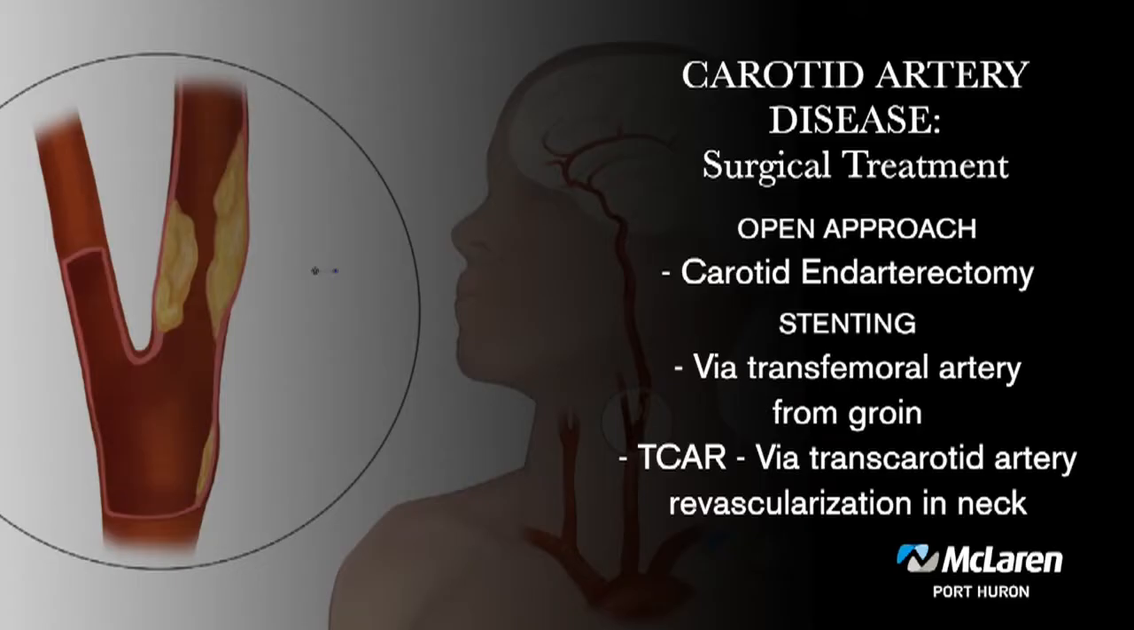And what are the treatment options? So first, as in any medical disease process, always lifestyle changes would be first, then medications, and then unfortunately, if we have to get to a point where we do surgical procedures, then surgery. And what are those surgical procedures? So when you're treating carotid artery disease, there's two approaches. One is an open approach, and the other is stenting. When we stent, we can do either from the groin, which is called a transfemoral artery approach, or directly through the neck, which is a Tcar, or transcarotid artery revascularization.